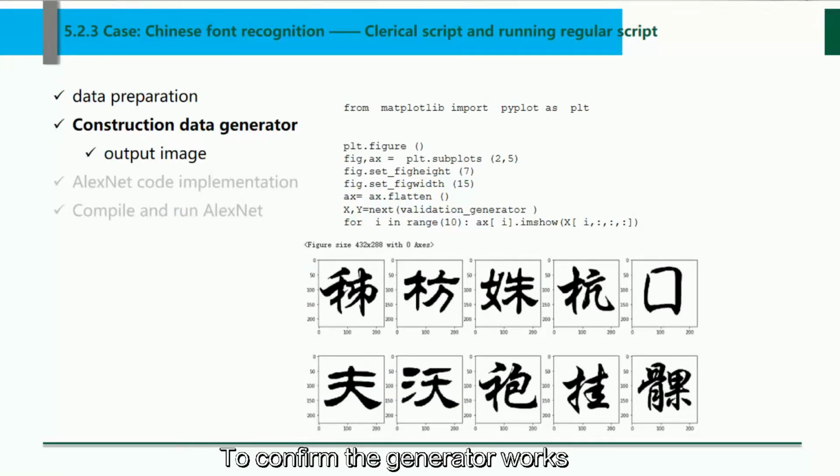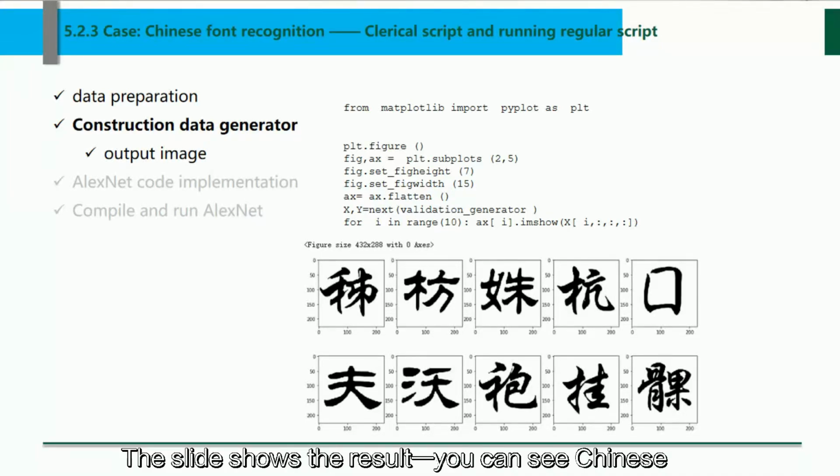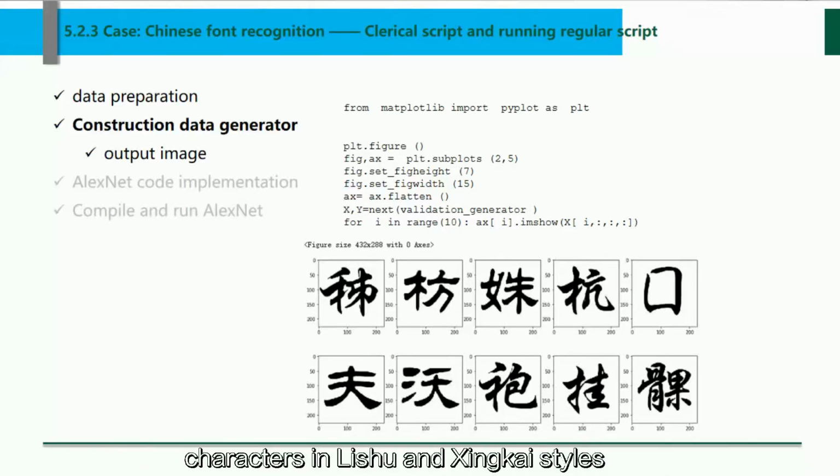To confirm the generator works, we visualize 10 sample images. Use x, y equals next(validation_generator) to get one batch of data, x equals images, y equals labels, then create a 2 multiplied by 5 figure with matplotlib, loop through 10 images, and display each with ax[i].imshow(x[i]). The slide shows the result. You can see Chinese characters in Lishu and Xingkai styles, with clear font differences. This confirms the generator is reading data correctly.